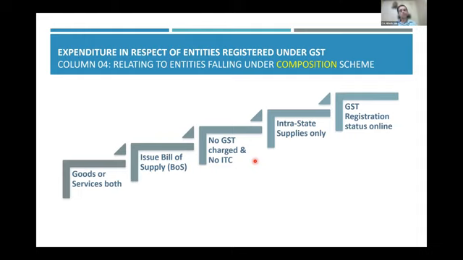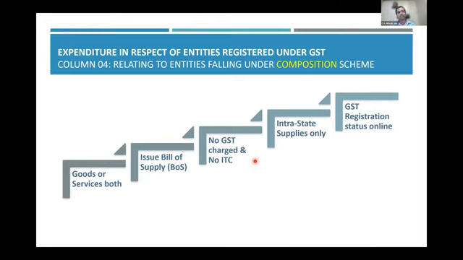Now, column 3 was about exempt supplies. Out of my total debit of the P&L and capital goods, I have to see how much has come from registered and how much has come from unregistered. After that, under the registered category, I have to break it up into exempt supplies, then composition dealers, then others category. So what is composition?